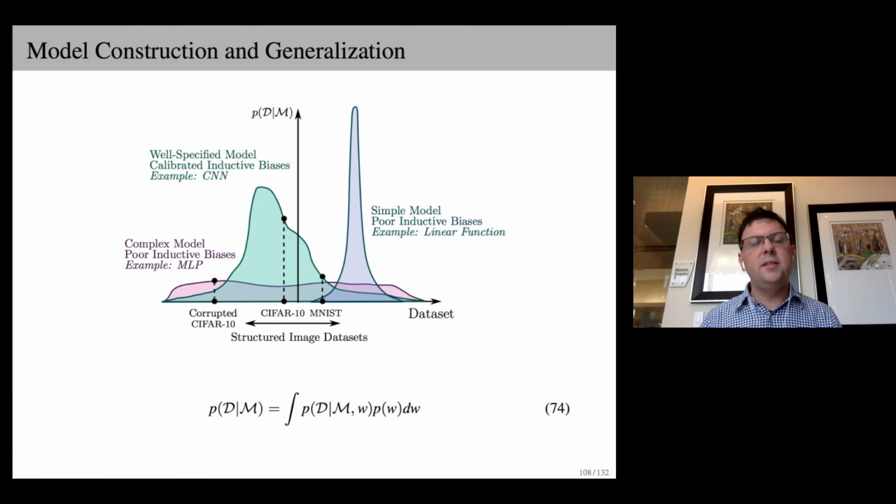We could alternatively consider a model like a convolutional neural net, which is very flexible, so it can generate all sorts of different data sets, but it has very particular inductive biases like translation equivariance, this idea that if we translate an image, its class label remains unchanged. And so it will give a lot of mass to structured image data sets.